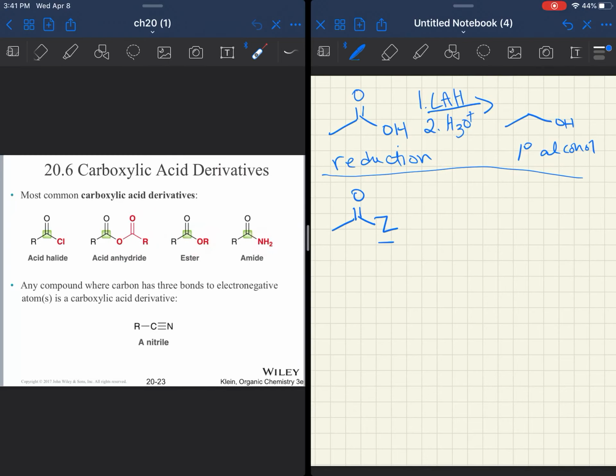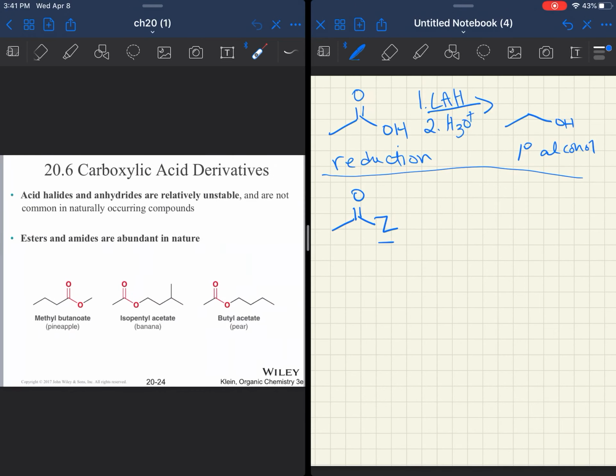So Z can be a halogen, it can be an O carbonyl, it can be an OR or an NH2, right? The acid halides, the anhydrides, esters, and amides are all carboxylic acid derivatives. While the nitrile looks a little bit different, it's still a carbon with 3 bonds to a more electronegative element, just like all of these. And it tends to have some similarities in how it reacts. So nitriles will be included in this chapter as well.